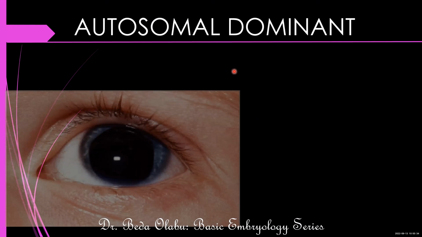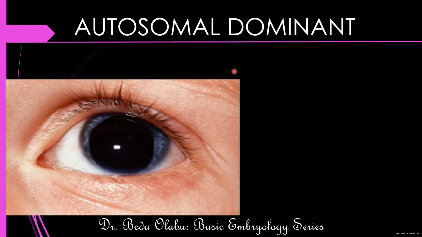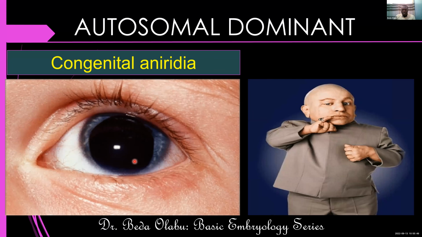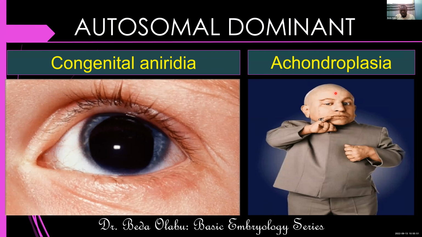Okay, all right. So this is what I mean by aniridia. Look at that eye. The pupil is so big because the iris is not really there or largely absent. That's aniridia. Achondroplasia, where you have an adult who is very short. I believe you've seen that kind of anomaly.